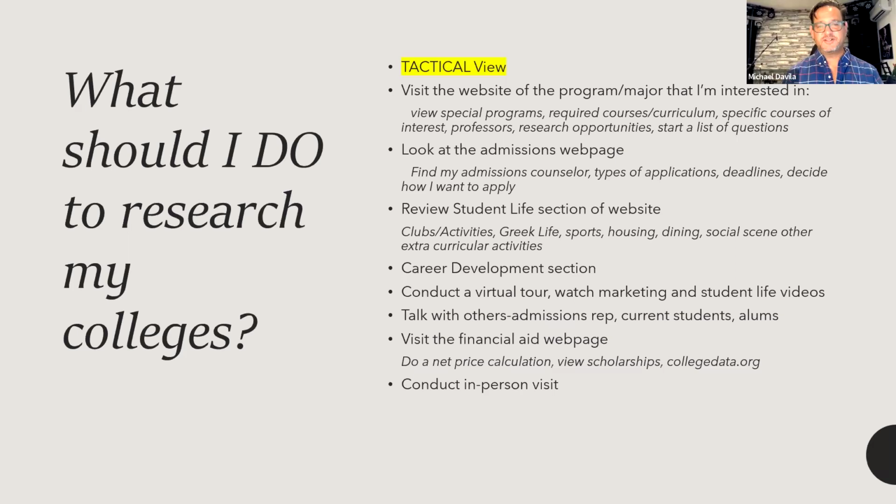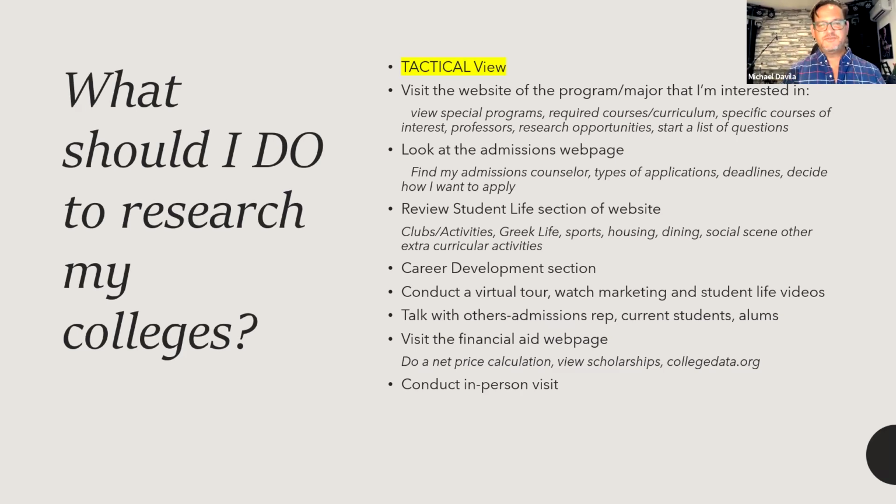And then you'll want to decide how I'm going to apply. Well, that again could be a discussion with the parents about early decision, early action, for example. And early decision is a binding contract. That's the one where if you apply ED and you get accepted, then you're bound to that school. You got to go. And so there's some definite pros and cons to early decision.